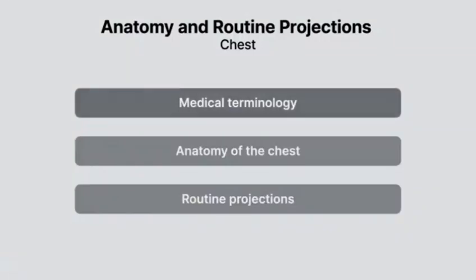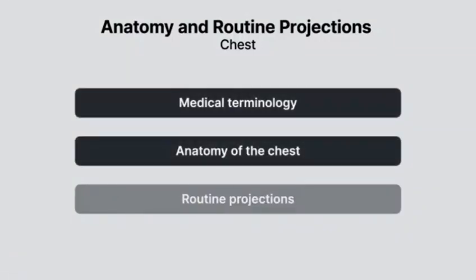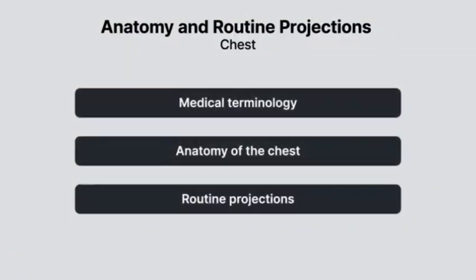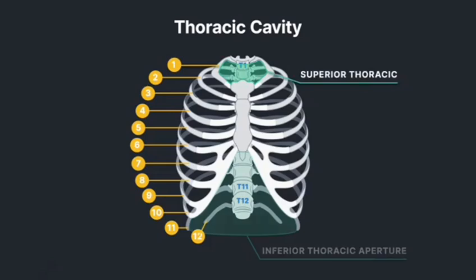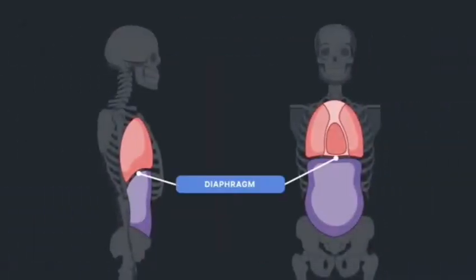We'll cover appropriate medical terminology, the anatomy of the chest, and routine projections for radiographs. Let's dive in. In the general anatomy lesson, we discussed that the thoracic cavity is the cavity extending from the superior thoracic aperture, where structures enter the thorax, to the inferior thoracic aperture. The diaphragm separates the thoracic cavity from the abdominal cavity.